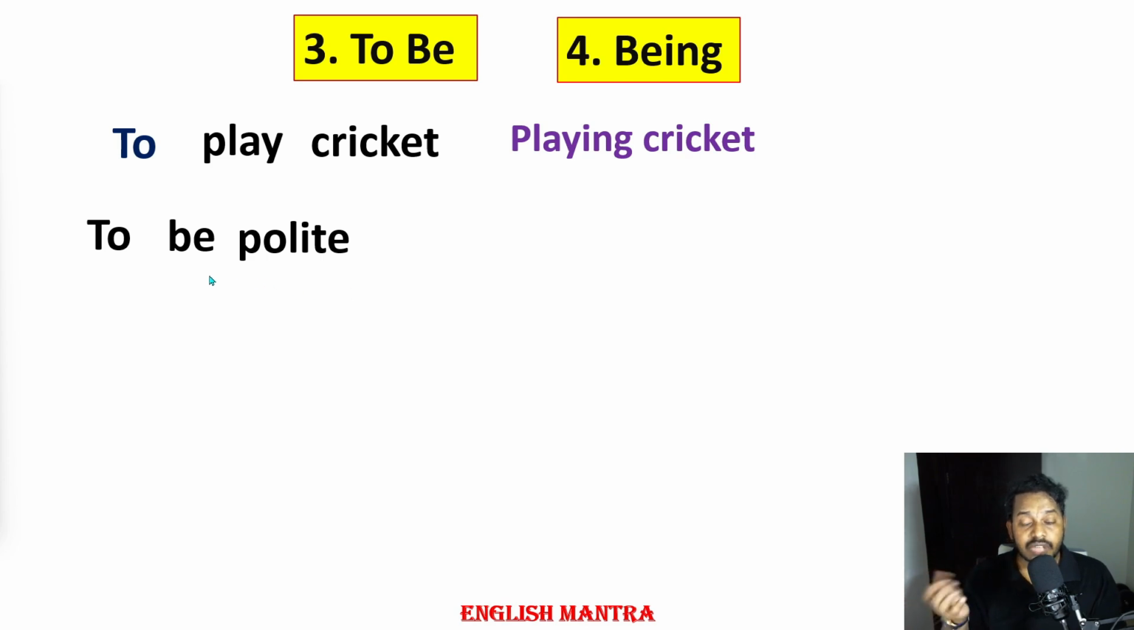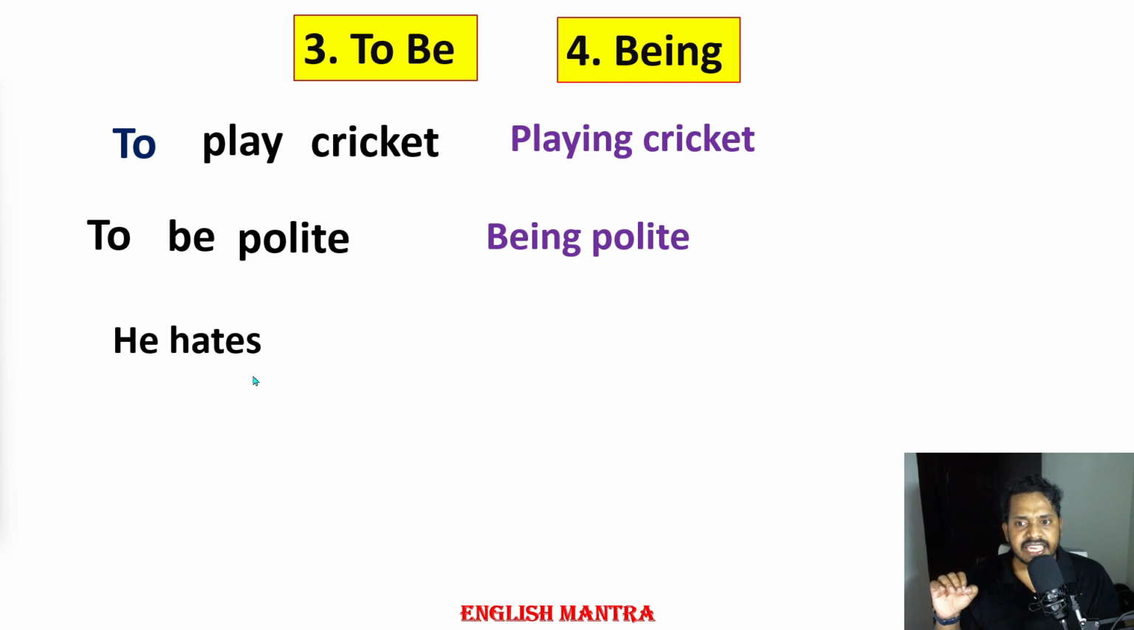Now what is the gerund form of this? Being. See here, to play cricket, we removed to and used the ing form. Then it became playing cricket. In the same way, just remove to and use this be form in its continuous form, then it becomes being polite. Now this is a gerund. Now you can place this gerund or infinitive phrase in place of a subject or object.